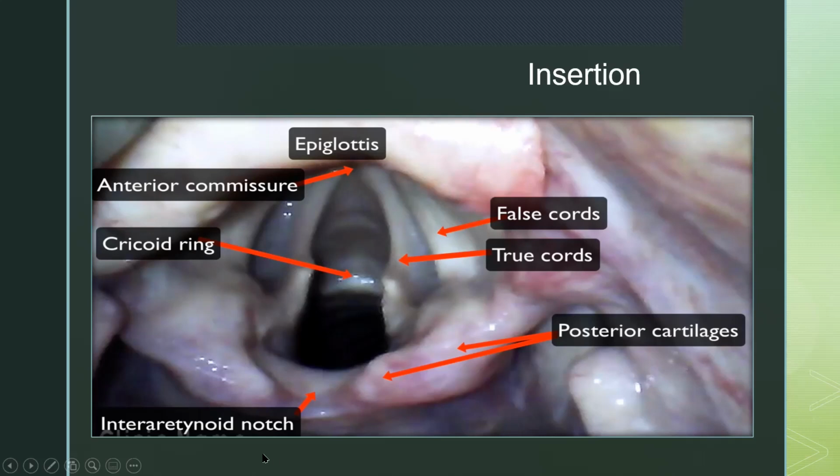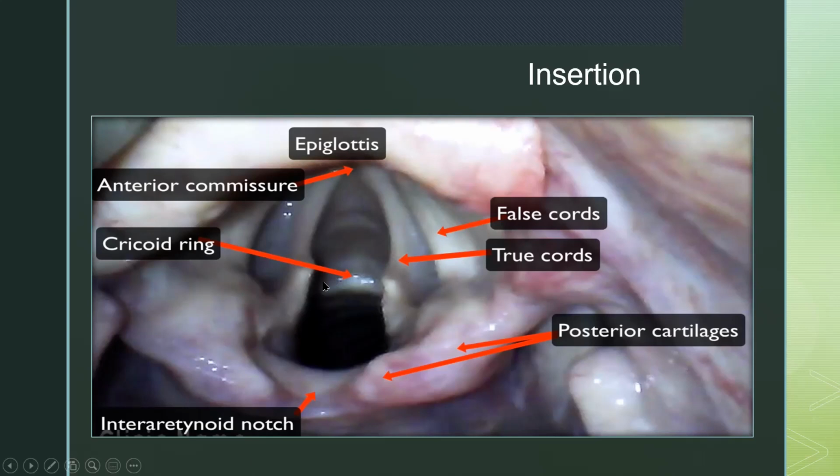If you look at the bottom, you can see that interarytenoid notch, or posterior cartilages. If you go below that, you're going to go into the esophagus, and above that, you've got the epiglottis. So really, you're aiming to go in between those cords. If you can't see those cords, if you can see something else but you can't see those cords, chances are you're looking at the esophagus, because the esophagus is also a nice round ring, but there's nothing there. It's just a round tube. So you've got to be able to see those cords.